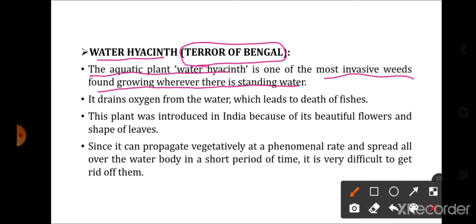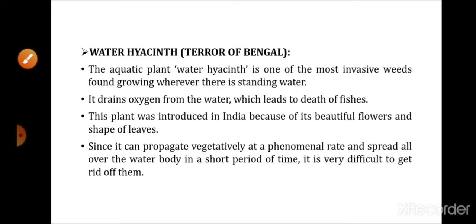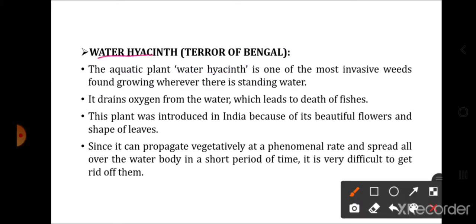And let us see what it does. So basically, what is water hyacinth? Water hyacinth is an aquatic weed. It is an aquatic plant which is the most invasive weed. Where is it found? Normally it is found in standing water. What does it do? It drains the oxygen from water, and finally it leads to the death of the fishes.